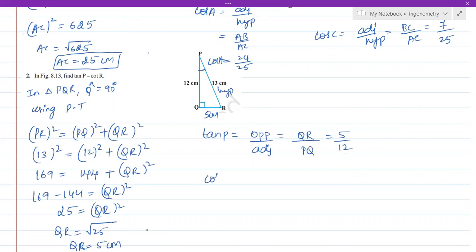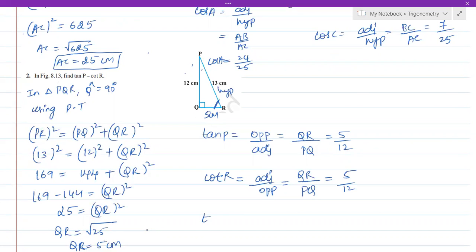The next thing that we have to find is cot R. What is cot definition? Adjacent by opposite. Now, cot R, remember it is not cot P. Okay, it is cot R. Now, the angle is at R. If the angle is at R, the opposite side is PQ. This becomes the opposite side. If this is the opposite side, which is the adjacent? QR is the adjacent. So, it becomes QR by opposite is PQ. Okay. Now, QR is also 5, PQ is 12.